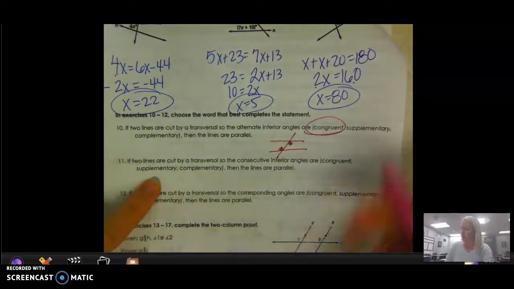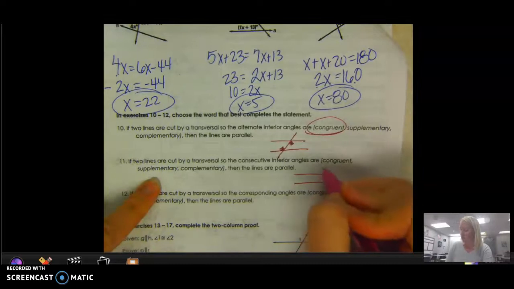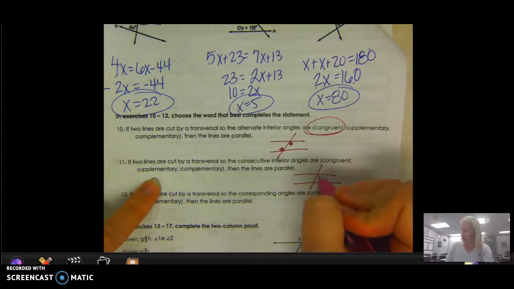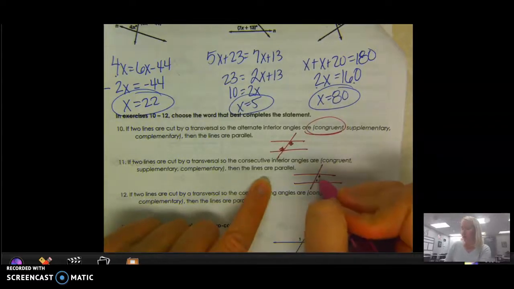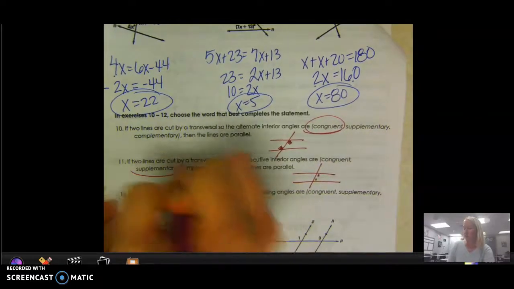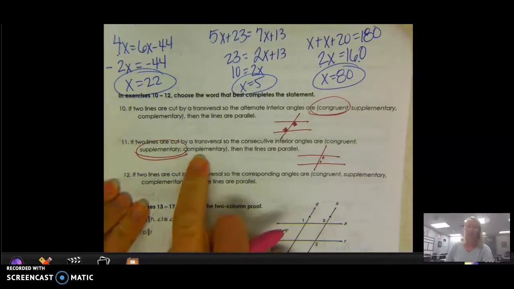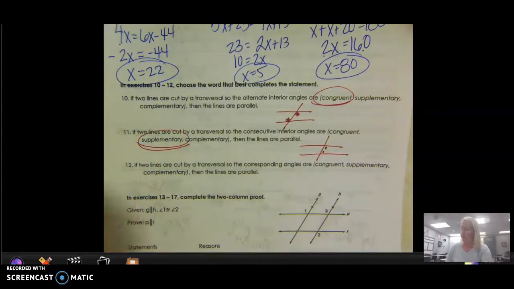If two lines are cut by a transversal so that consecutive interior angles, so this guy and this guy, are blank, then the lines are parallel. Those two guys are not equal. Remember, those two guys are supplementary. They add to 180. Remember, complementary means adds to 90.